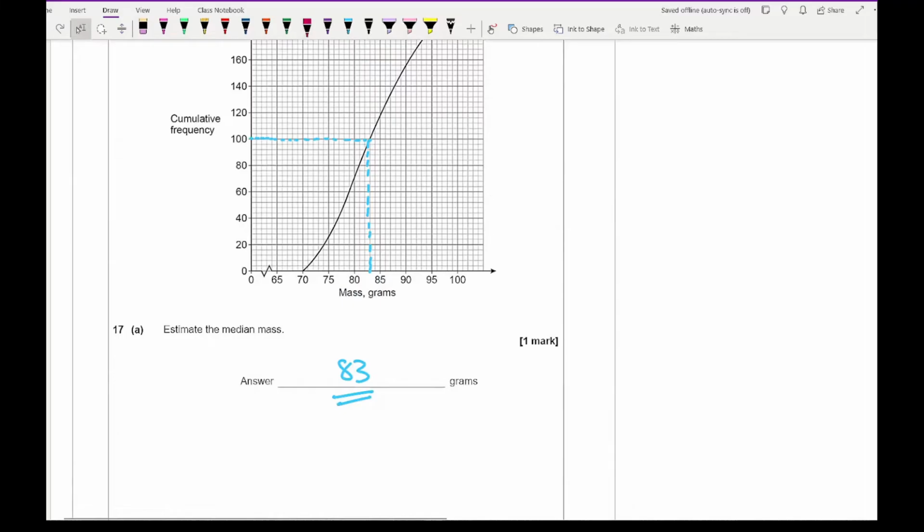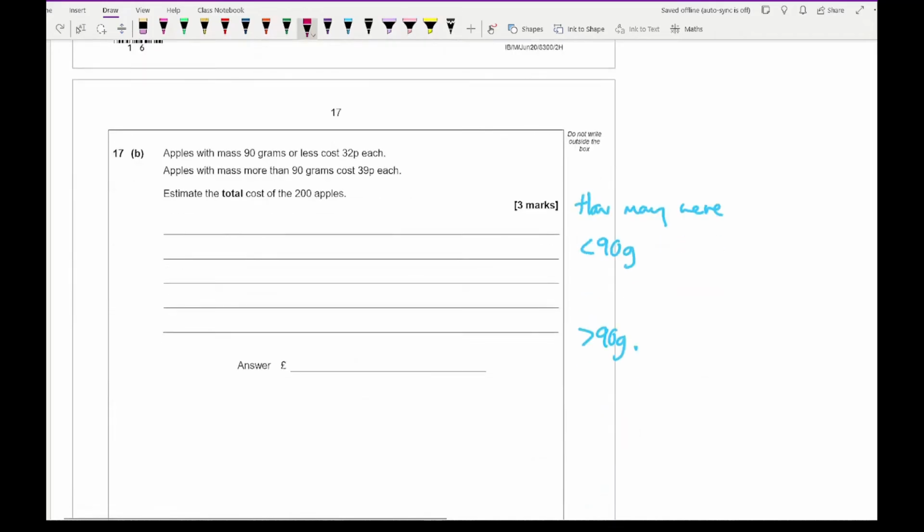So if I go up to 90 and then as soon as I hit the graph, I project across, and if each little box of 5 represents 20, then each little box is going to represent 4. So I make out that the number there is 156. So that means that there are 156 apples that are less than 90 grams. Then to work out the cost, it's going to be 156 times 0.32.